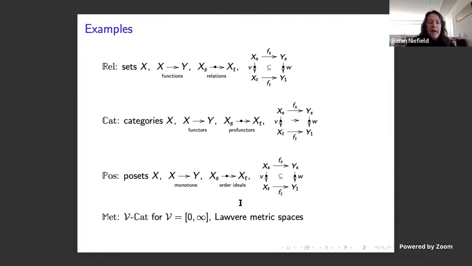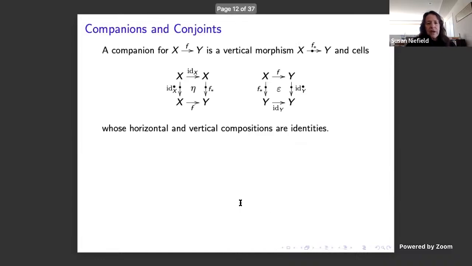And then finally, Met, which is the double category of Lawvere metric spaces. And it's just V-Cat, categories enriched in V, where V is the closed interval of extended reals. So those are the examples initially of interest. There'll be some more later.